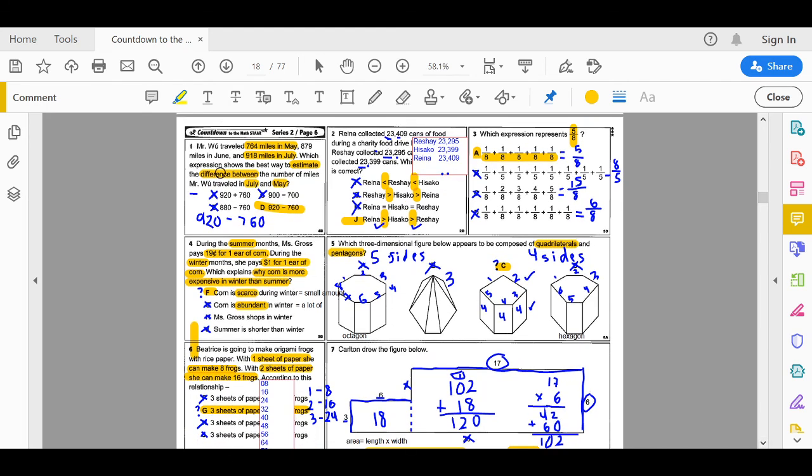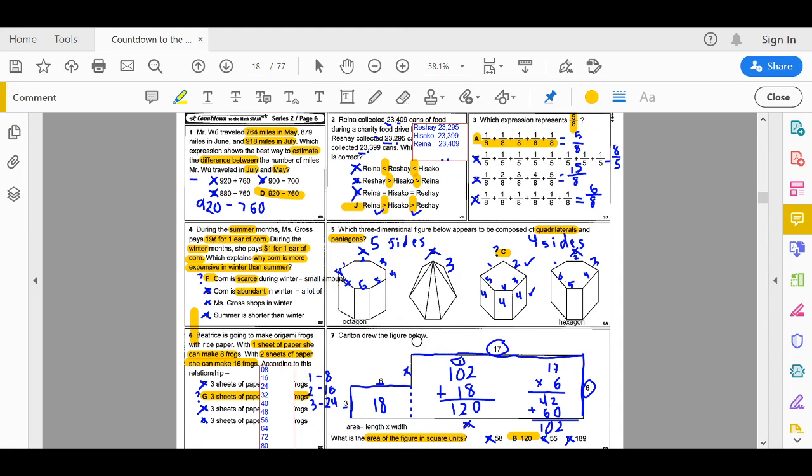Number 1 is letter D. Number 2 is letter J. Number 3 is letter A. Number 4 is letter F. Number 5 is letter C. Number 6, it should be letter G right there. And number 7, now you can see it, number 7 is letter B, 120.